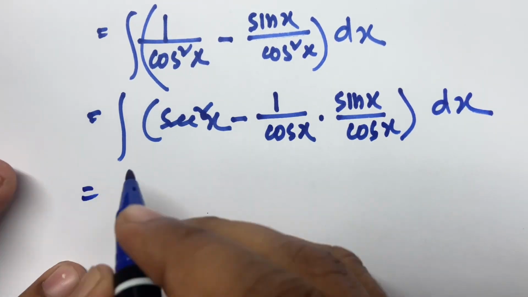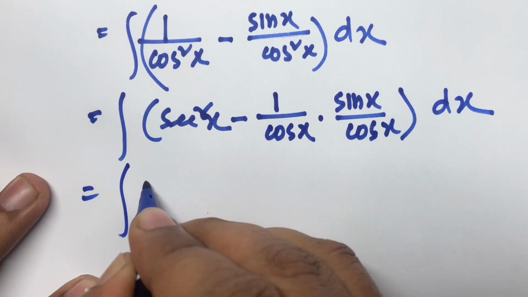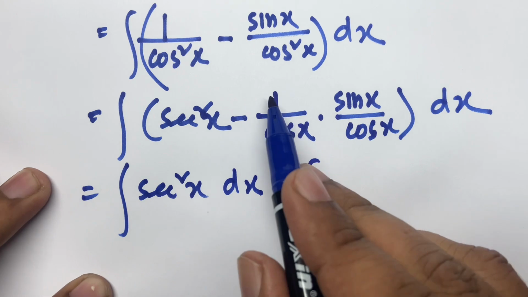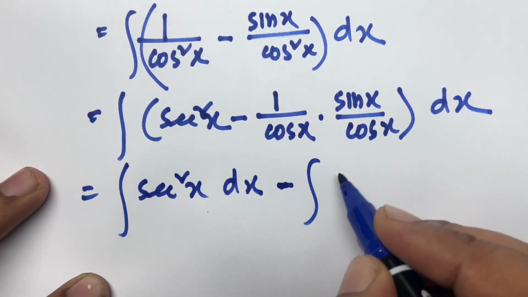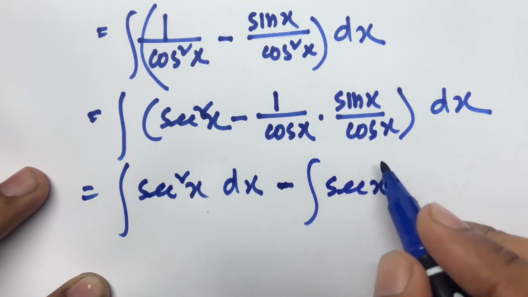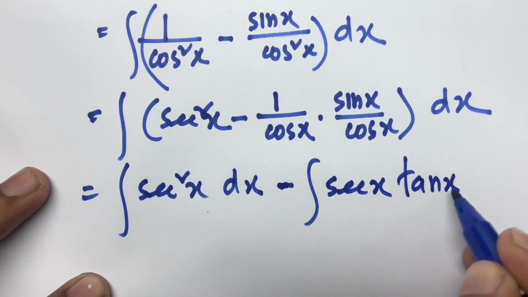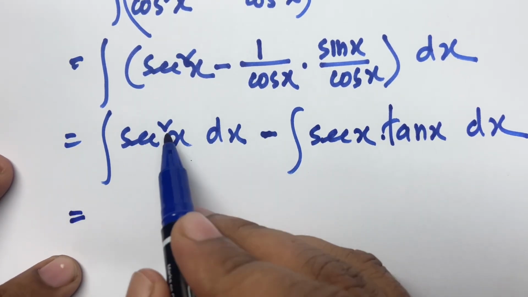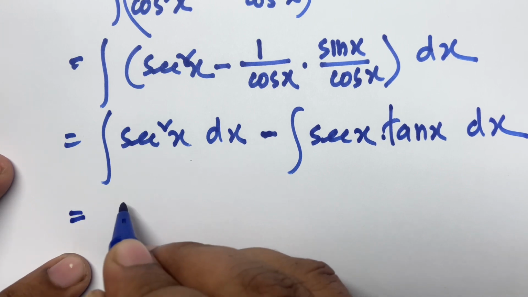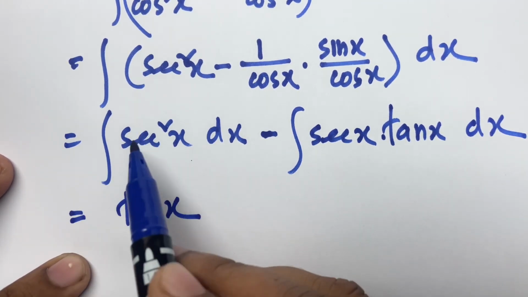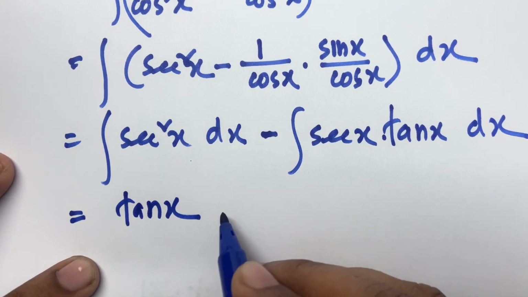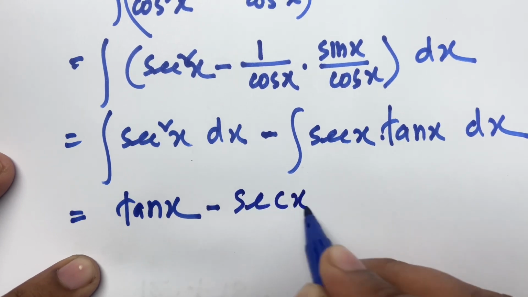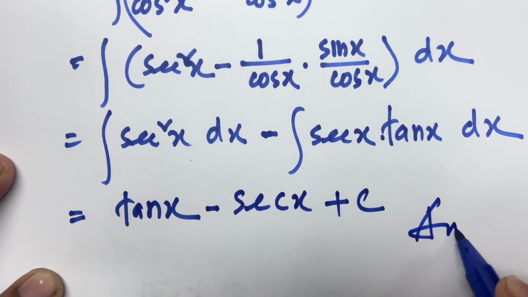Now, I can say the integral of sec square x dx minus the integral of 1 over cos x, and we know that 1 over cos x equals sec x, and sin x by cos x equals tan x, dx. Now, we know the integral of sec square x equals tan x, and minus the integral of sec x tan x equals sec x, plus c. This is the answer. Thank you all.